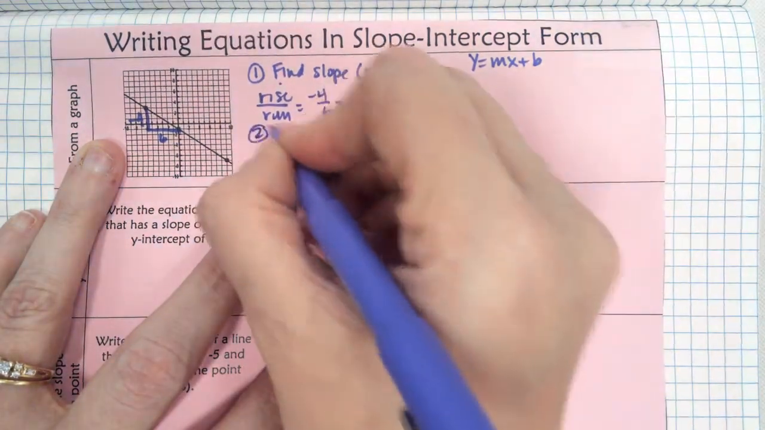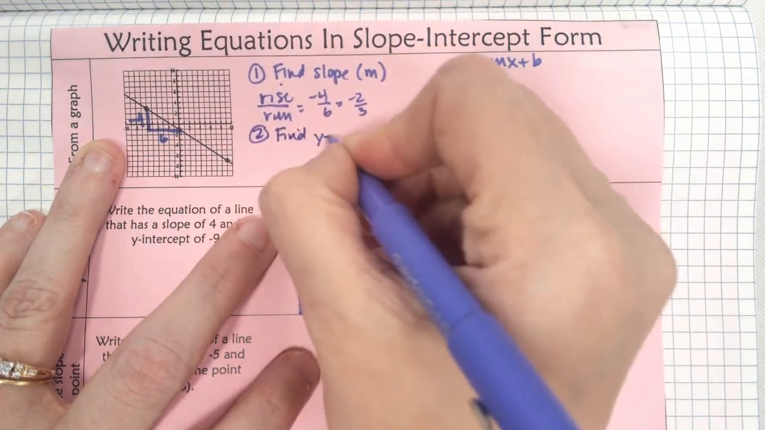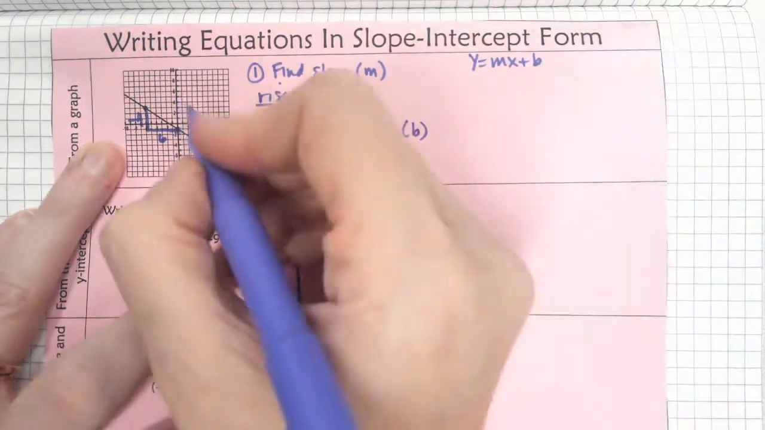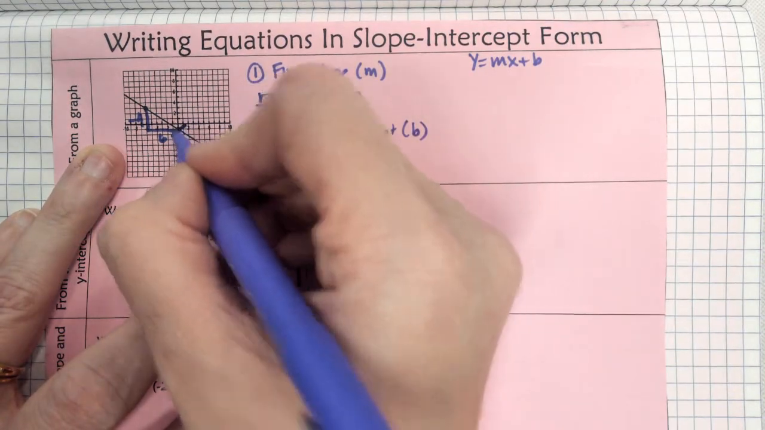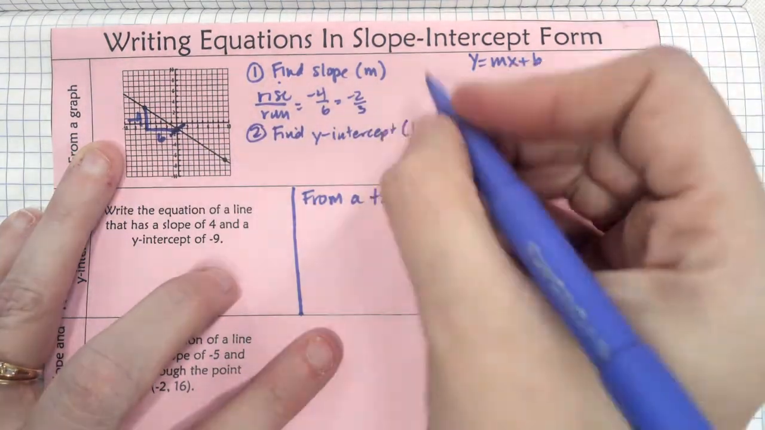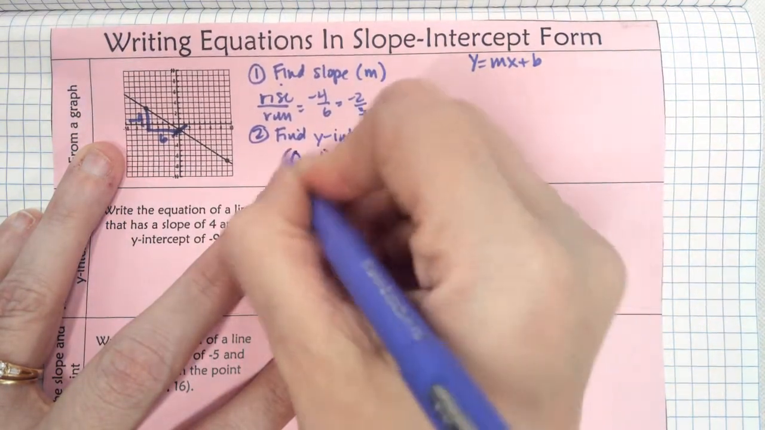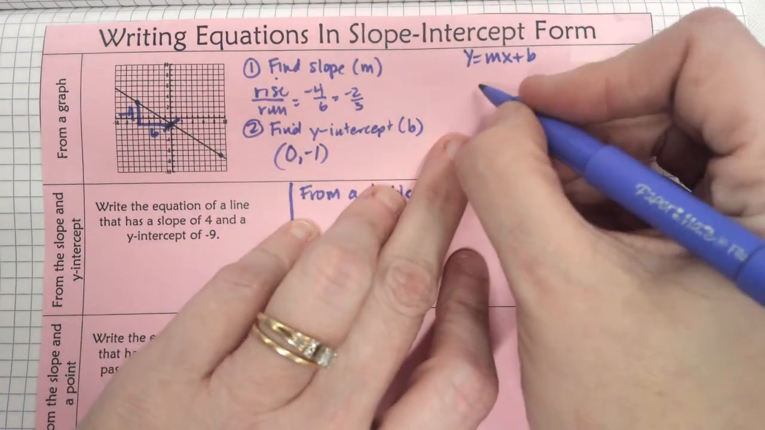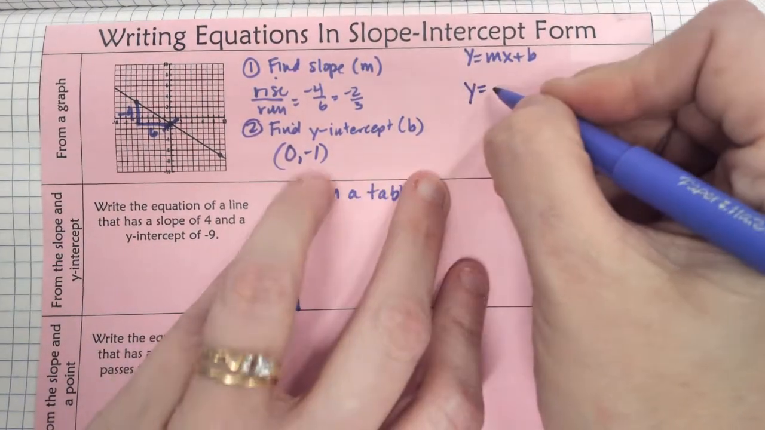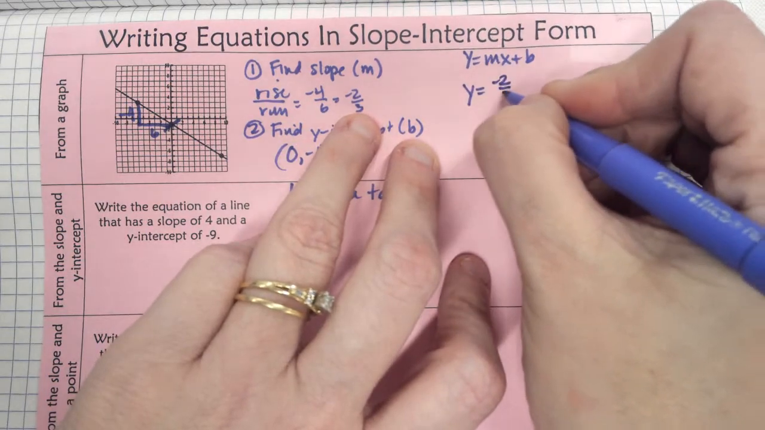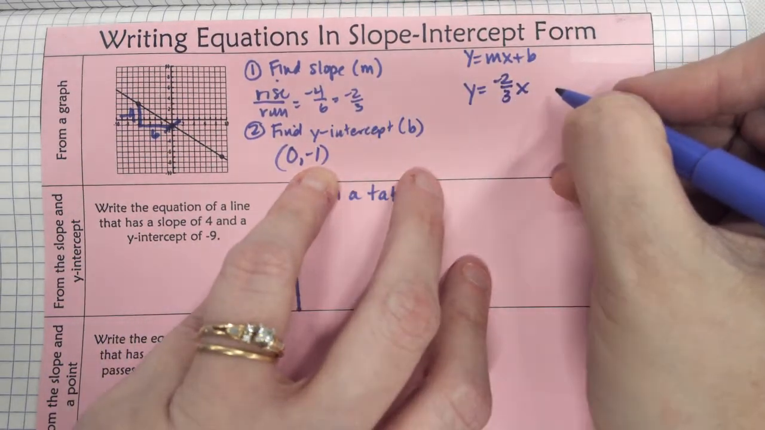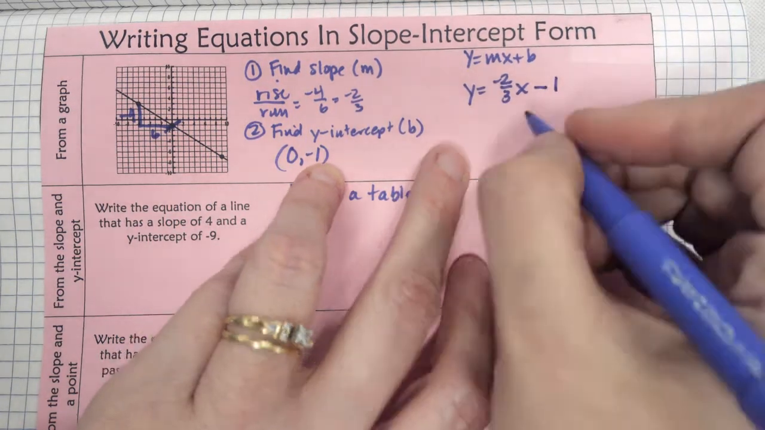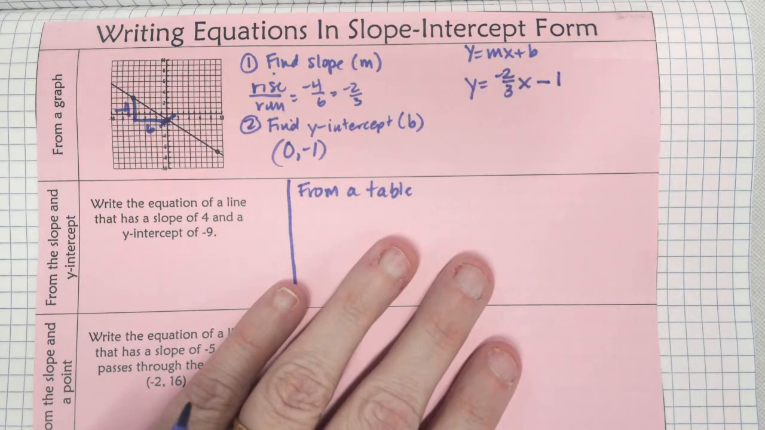Next I find my y-intercept, which is b. The y-intercept is right here, where the line crosses the y-axis. It crosses the y-axis at (0, negative 1). So now all I do is plug those numbers into y equals mx plus b. I have y equals m, which is negative 2/3, x, plus b, which in this case is plus negative 1, which is redundant, so I'm just going to put minus 1. That's the equation of this line in slope-intercept form.